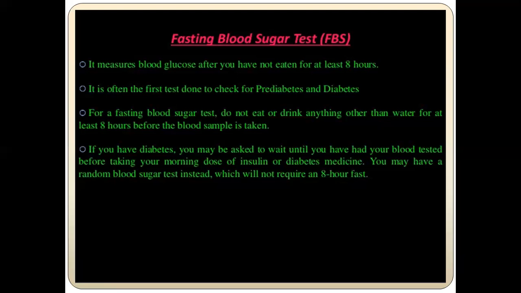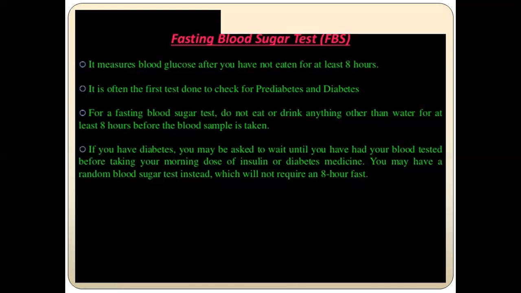Okay, so for a fasting blood sugar test, don't eat or drink anything other than water for at least 8 hours before the blood sample is taken. And if you have diabetes, you may be asked to wait until you have had your blood tested before taking your morning dose of insulin or diabetes medicine. You may have a random blood sugar test instead, which will not require an 8-hour fast. Okay, this is about the fasting test.